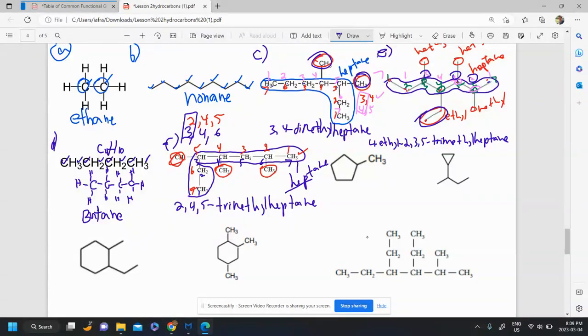Our longest parent chain here would not be the 1 carbon chain. It would be this 5 carbon chain over here. We know that's a cyclopentane. Cyclopentane. It's 5 carbons, and it's a ring.